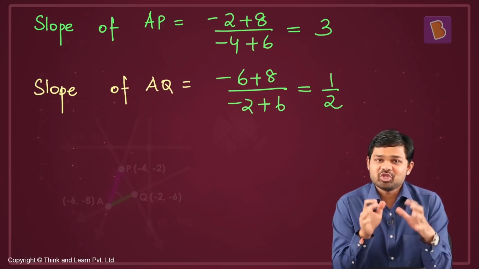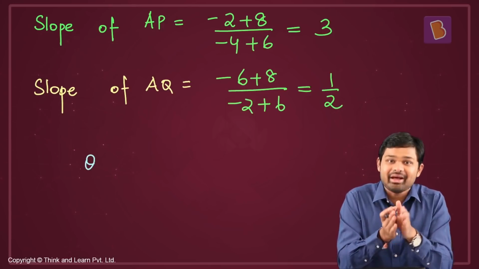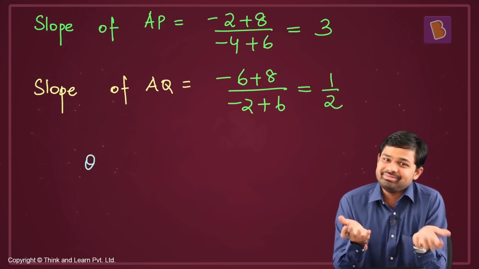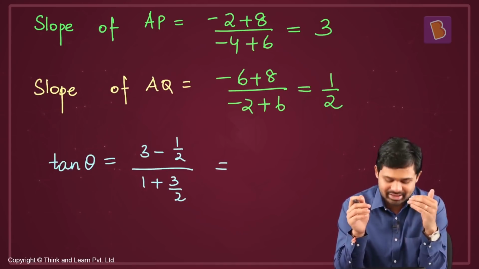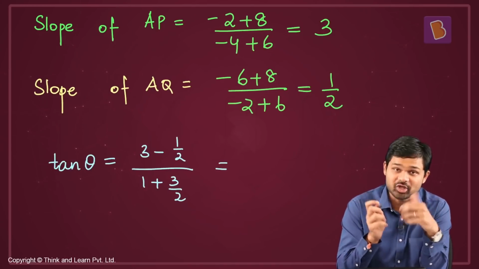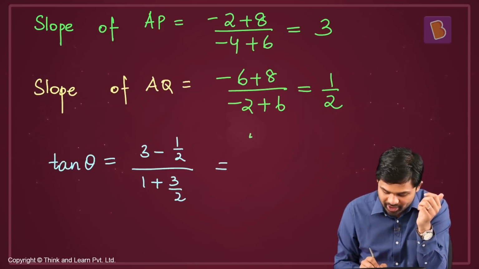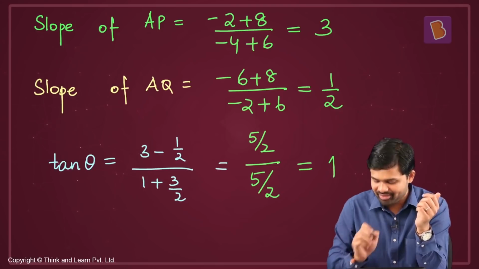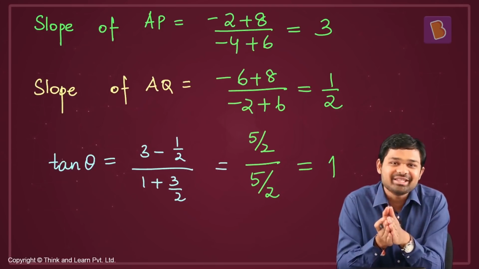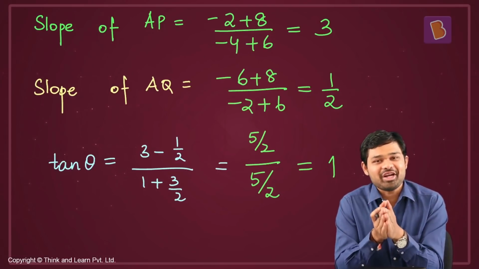equal to half. So if theta is the angle between AP and AQ, then I can find out what is theta using the expression tan theta equal to 3 minus a half divided by 1 plus 3 by 2. I get 5 by 2 on the numerator. I get 5 by 2 in the denominator. That's equal to 1, which means that the acute angle between the pair of straight lines is 45 degrees.